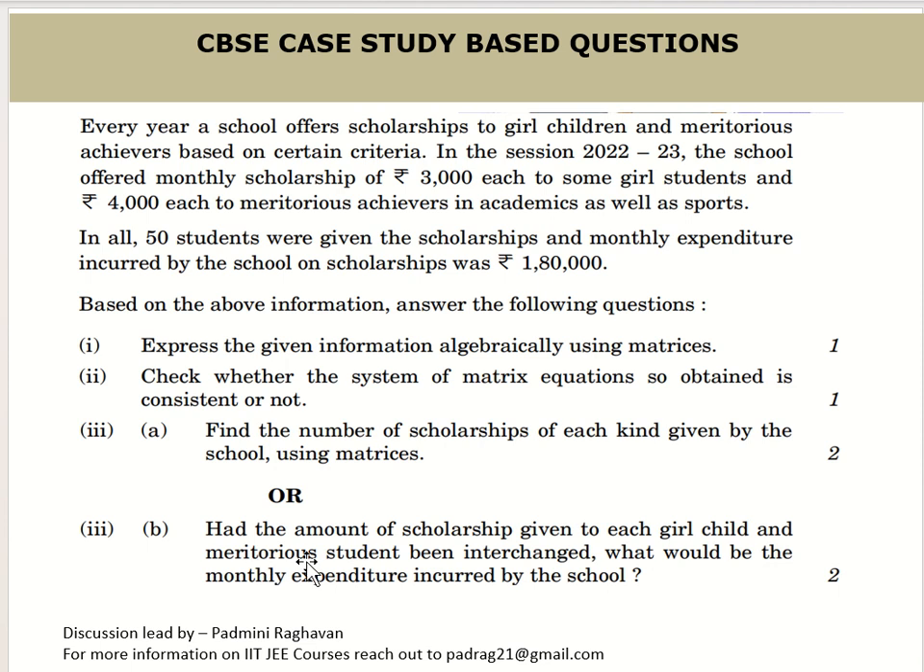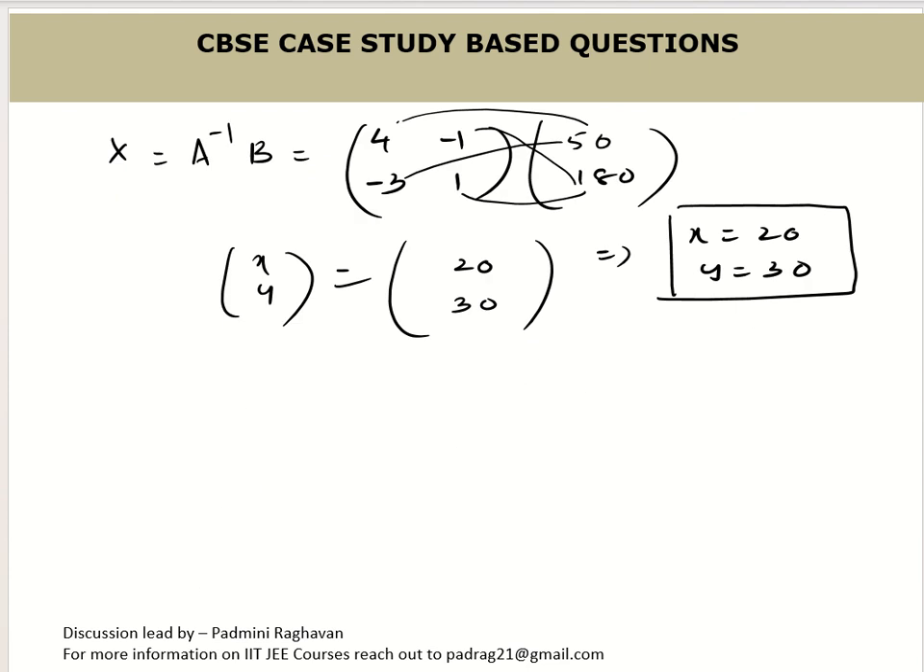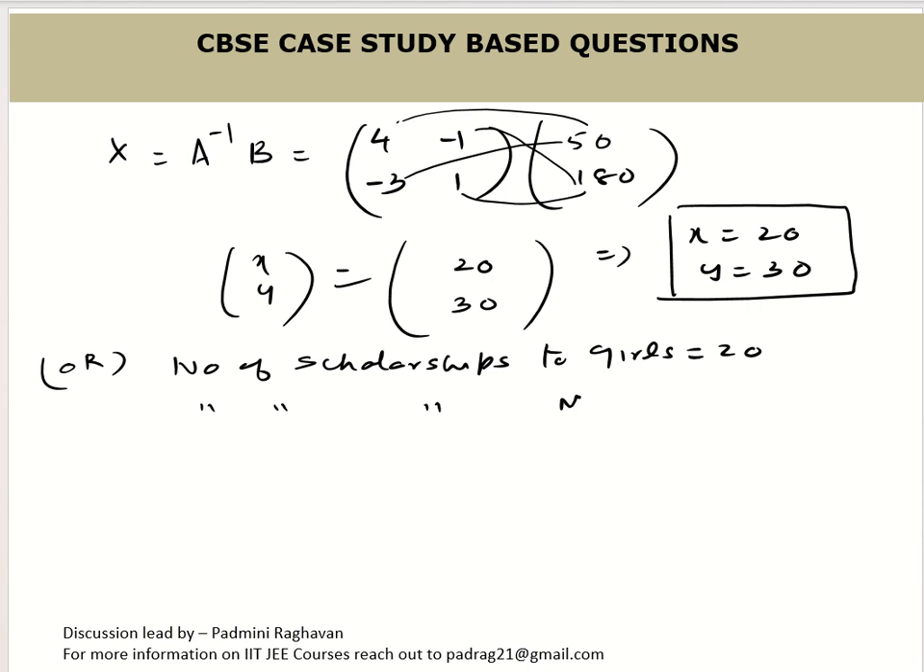That option says, had the amount of scholarship given to each girl child and the meritorious students been interchanged, what would be the monthly expenditure? So let us do that choice question also. So the amounts are interchanged. The number of scholarships to girls is equal to 20. The number of scholarships for meritorious students is equal to 30.